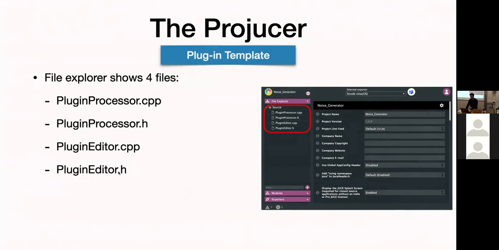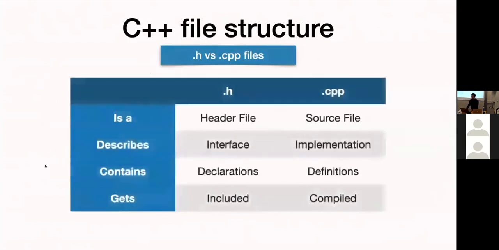So maybe just to go a step back and go into what the C++ file structure is. The .h file is a header file. We call that a header file. And the CPP files are source files. And basically, the header file describes the interface, or kind of the skeleton of your class. And the CPP describes how this class implements stuff, or the implementation of your program.